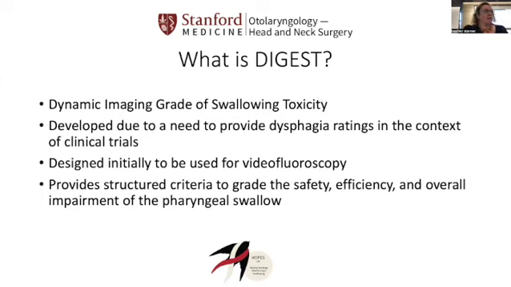For those of you who may not be familiar with what Digest is, it's a scale known as the Dynamic Imaging Grade of Swallowing Toxicity. It was developed initially because there was a need for a tool specifically in head and neck cancer clinical trials. So we're seeing a lot of research being done comparing things like radiation therapy or chemoradiation therapy and something like a TORS or transoral robotic surgery. But we didn't have a good way to really compare the swallowing outcomes. And so that was the reason why Digest was initially developed.